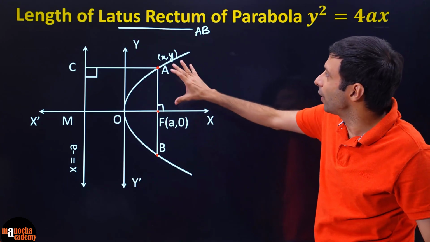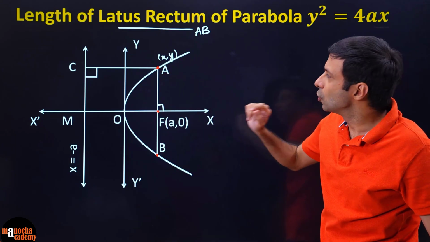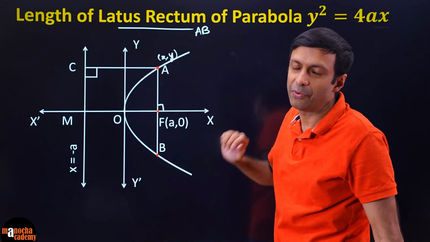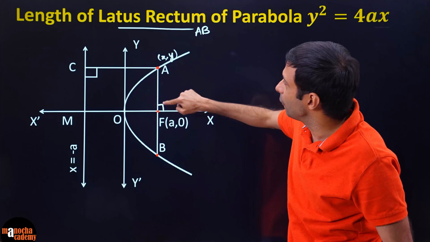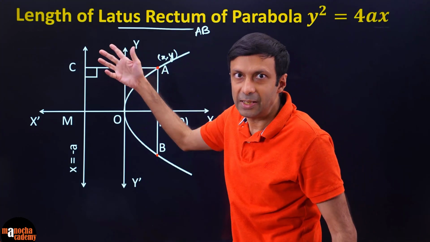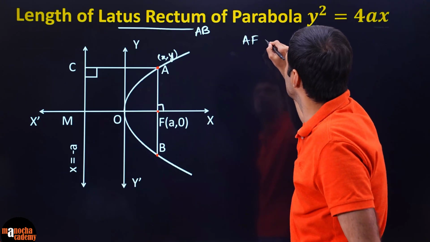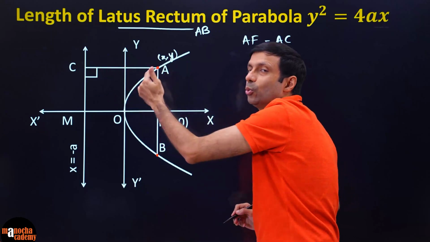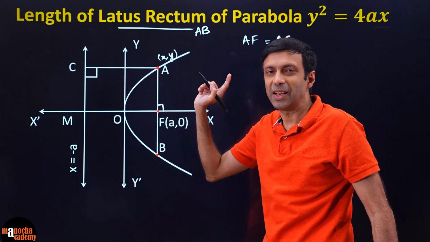So I'm interested in finding this length AB. First let's look at this part. If I ask you what is the length AF, how do I find that? We know that in a parabola, this distance AF is going to be equal to AC by the definition of parabola. Do you guys agree? AF is equal to AC. The distance from the focus equals the distance from the directrix.